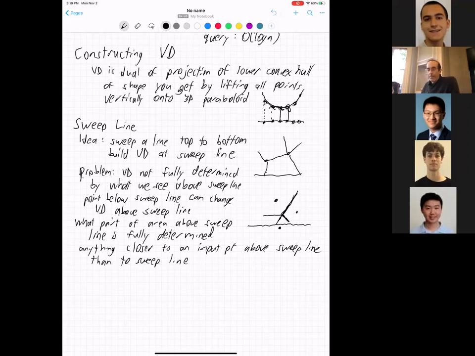Why is that? Well, it's because the sweep line provides a lower bound on the distance to any point below the sweep line, right? So any point below the sweep line is not the nearest point. Is that clear?